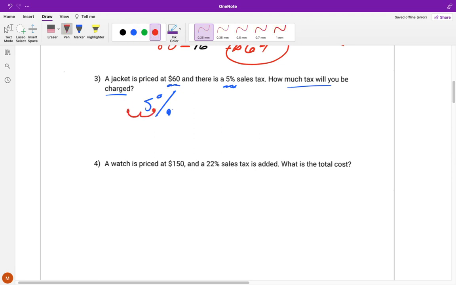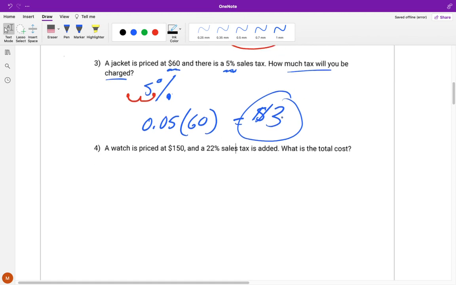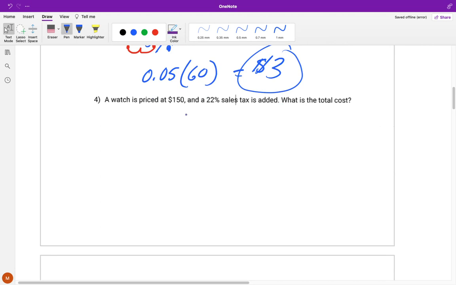So we're moving it 2 places because we're multiplying it by 100. Or I'm sorry, dividing it by 100. So that is going to be 0.05. And the bill was $60. So we're taking 5% of 60, which is $3. So that's how much in taxes we will pay on that jacket.